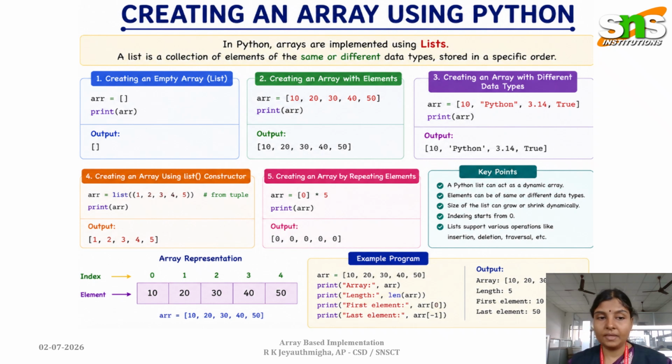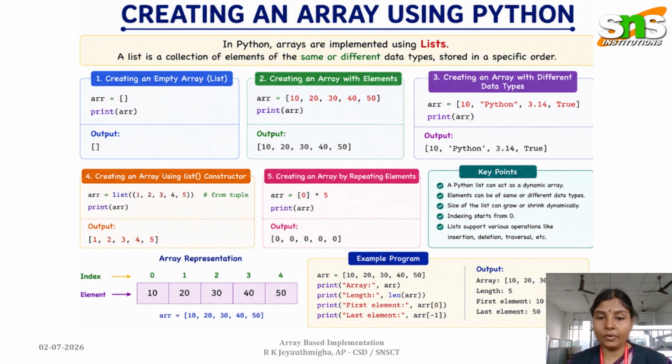Then we print it. Then creating an array using a list constructor. Array is equal to list, opening parenthesis, and then an opening bracket for the values to be updated. Then we print it. And then creating an array by repeating elements. Array is equal to the array value, multiplied by how many times you need the value to be printed. Here 5, so we print it. In the output we have 5 zeros in the array.